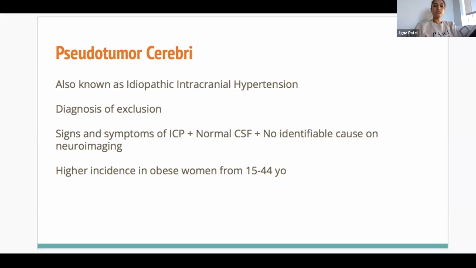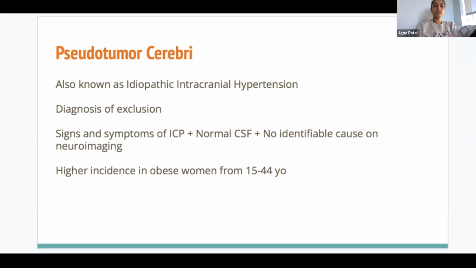The prevalence is 1 to 2 in every 100,000, with a higher incidence in women, usually in the age of 15 to 44, although it can happen in the pediatric population. You can see it in teenagers and children as young as even 12 that I've seen. There's no precise etiology, but there are certain risk factors associated with pseudotumor cerebri. There are also some theories behind it.